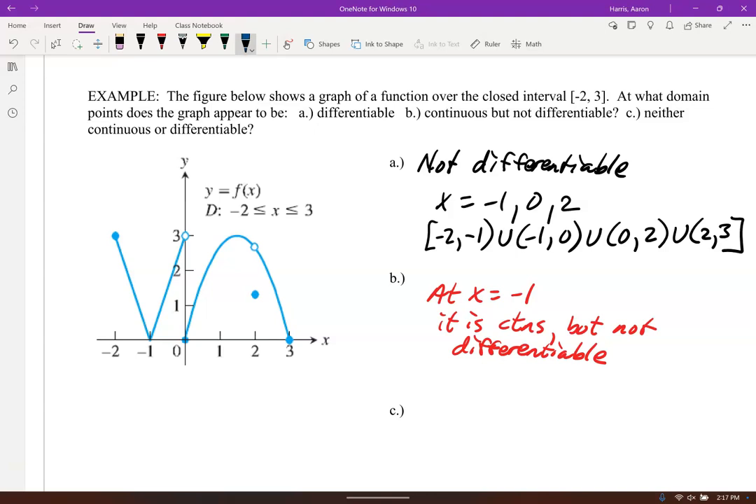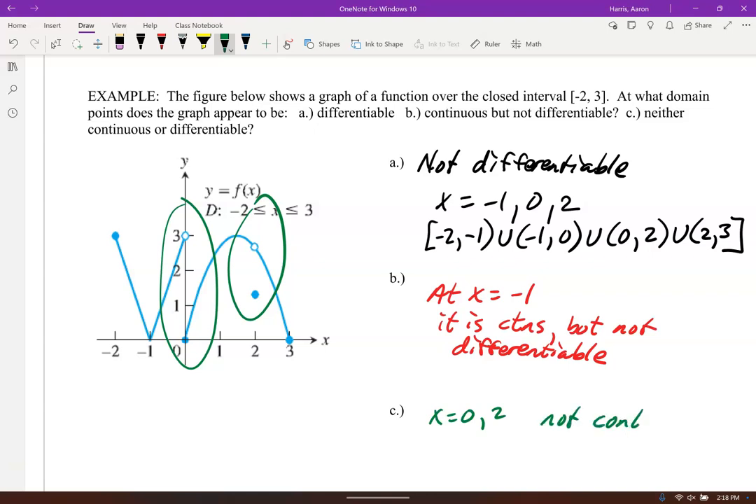All right, where is this thing neither continuous nor differentiable? That would be an issue. Not continuous through there. I can't draw it without lifting my pencil. So 0 and 2: not continuous nor differentiable. Okay.